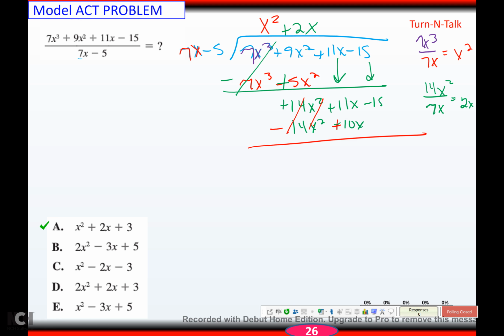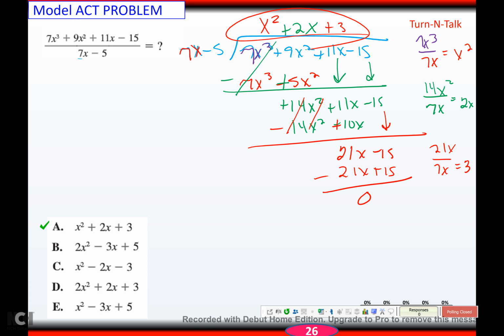The squares cancel. Add, I get 21x. Bring down the minus 15. And we're going back to the alley with 21x divided by 7x, which would give me a positive 3. So plus 3. Times 7x is 21x, times negative 5 is negative 15. Draw the line, change the sign, 0, and there's my quotient. We're done.